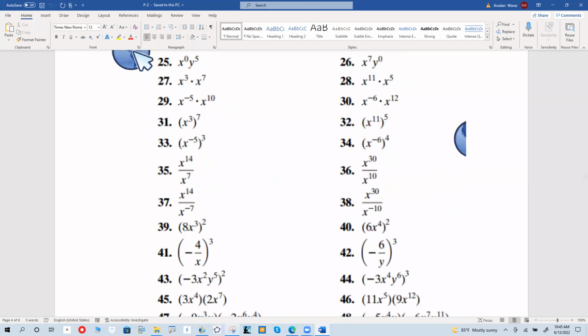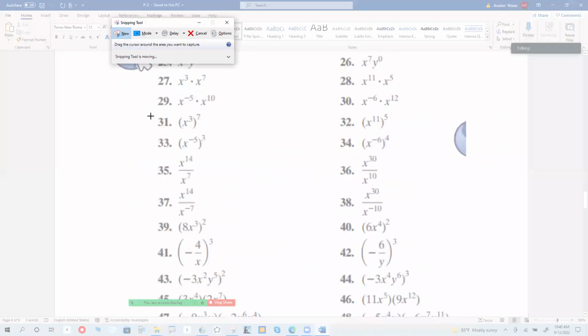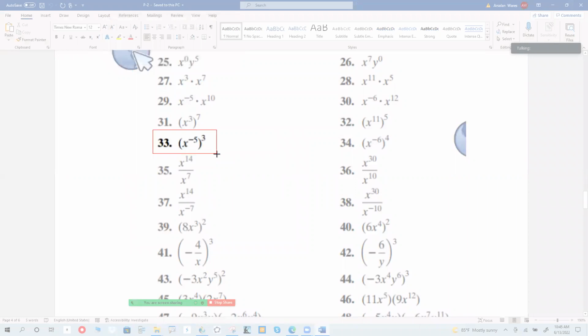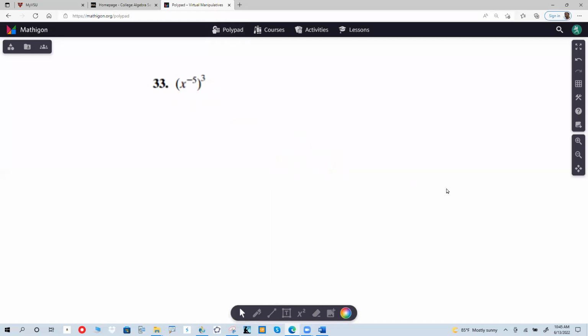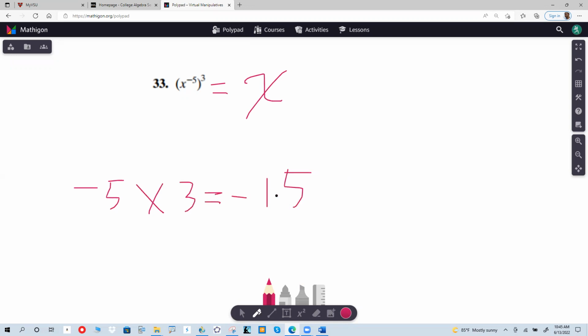Let's try number 33. Okay, so we are going to multiply the -5 and 3, which are both powers. We multiply the powers using the rules we know. Okay, so this will be x, -5 times +3 is -15. Hence the power is -15. So you're going to write it like this. Okay, if your MATLAB accepts x to the power -15, be my guest, leave it like that.